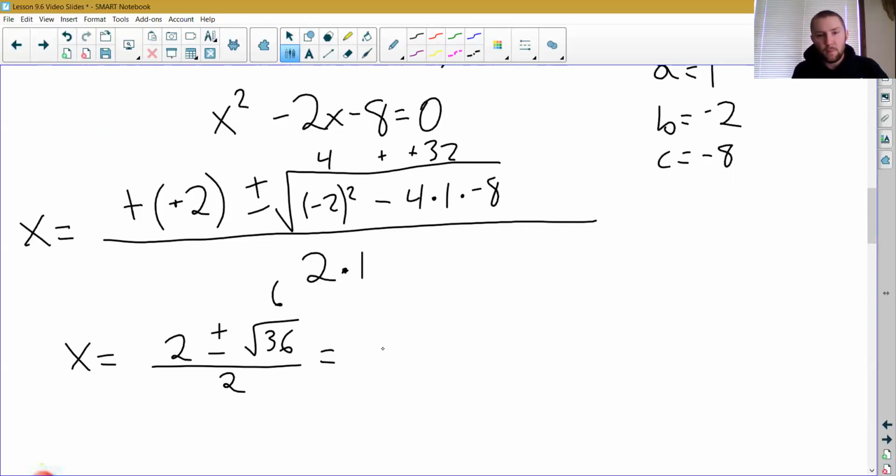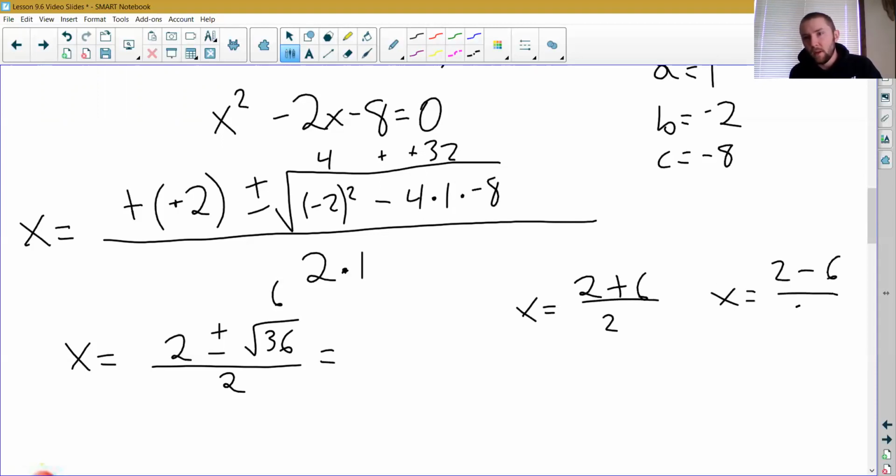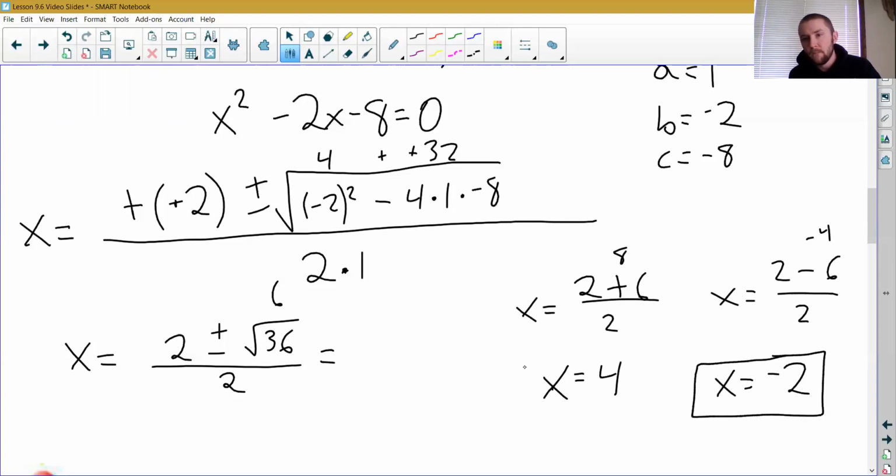So my answers become x equals 2 plus 6 divided by 2, and x equals 2 minus 6 divided by 2. Well, this becomes 8. 8 divided by 2 is 4. x equals 4. This one here, 2 minus 6 is negative 4, divided by 2 is negative 2. So I get negative 2. Okay, so I get these two answers from the quadratic formula.